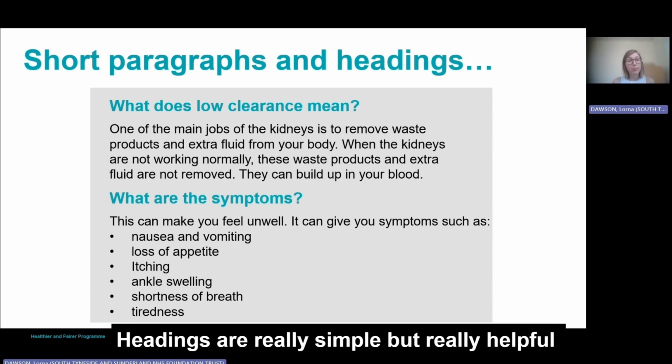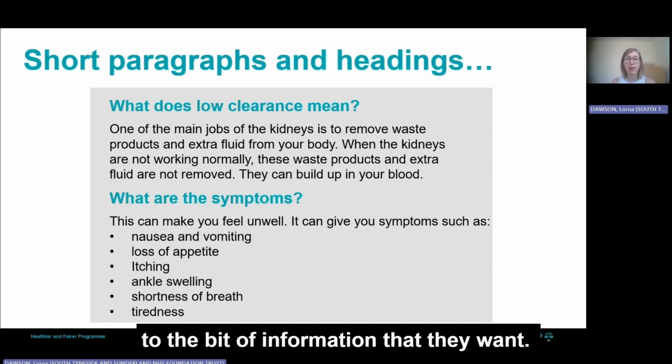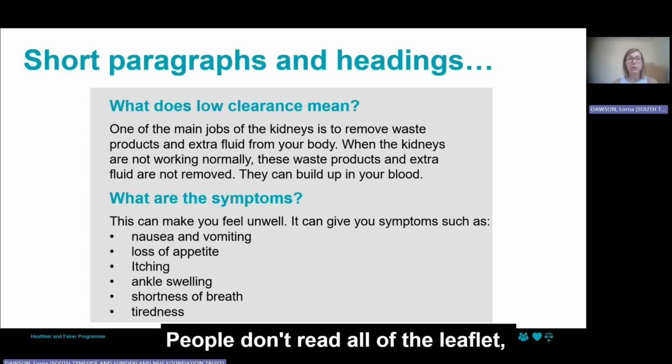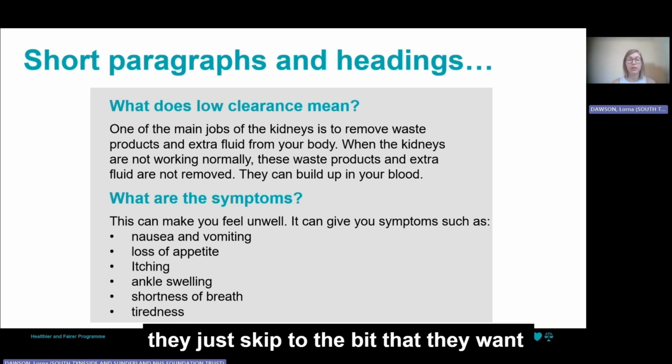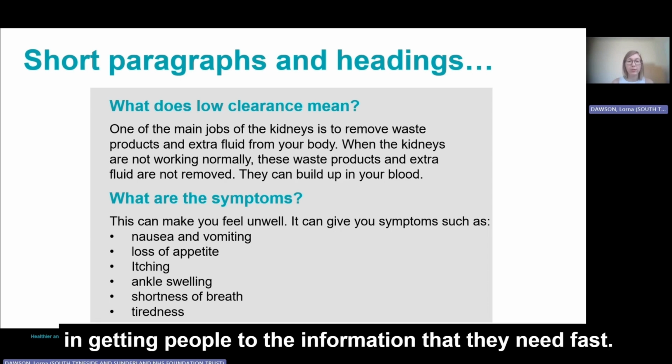Headings are really simple, but really helpful because they help people scan to the bit of information that they want. People don't read all of the leaflet, so they just skip to the bit that they want, and headings are really helpful in getting people to the information that they need fast.